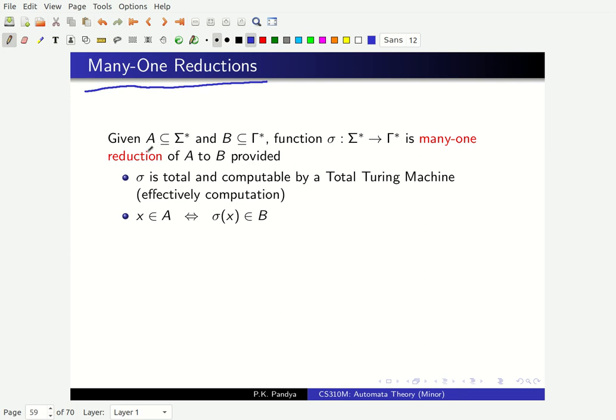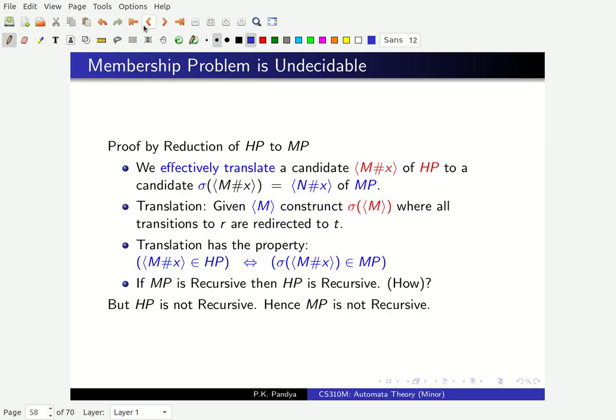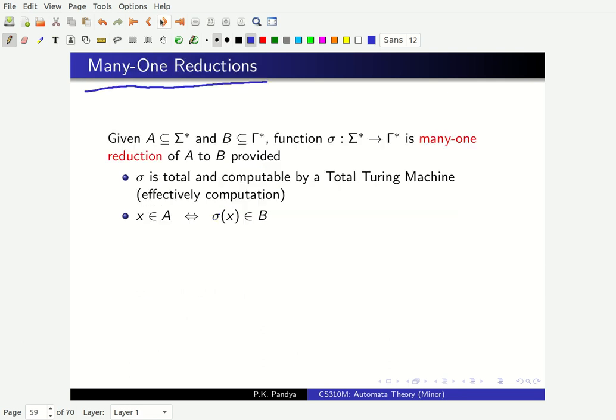Okay. So we will formalize the kind of reasoning we gave here to prove that MP is not recursive, since we know that HP is not recursive. We did this by reducing HP to MP, translating an instance of the HP problem into an instance of the MP problem. Okay, that is what we did. Now we can do this systematically for many problems.